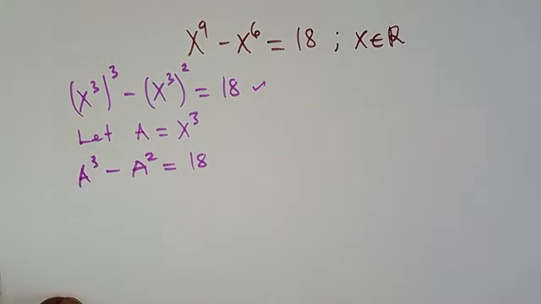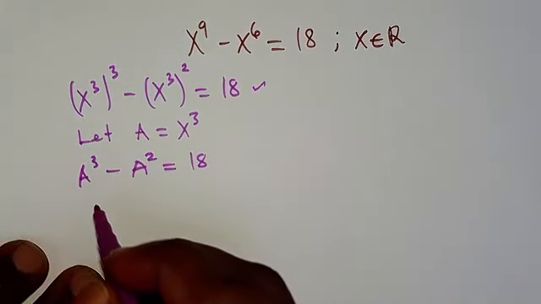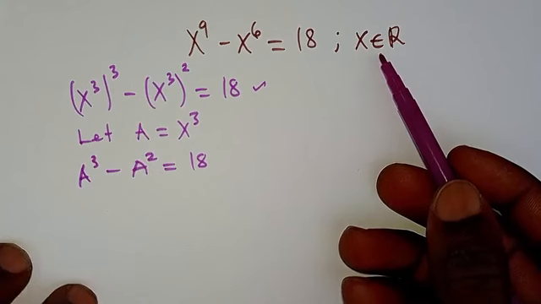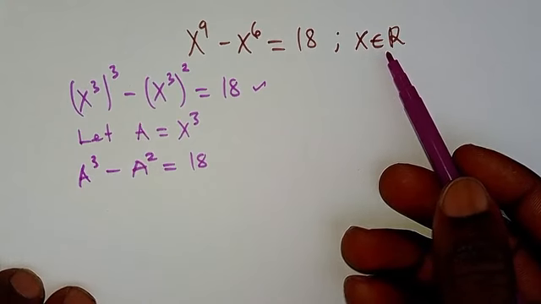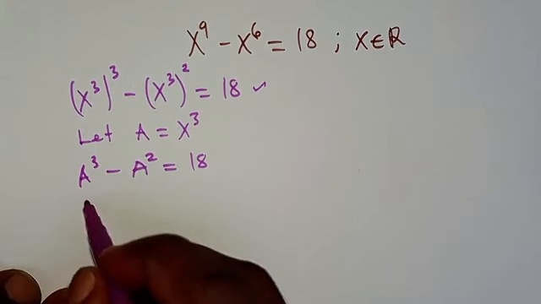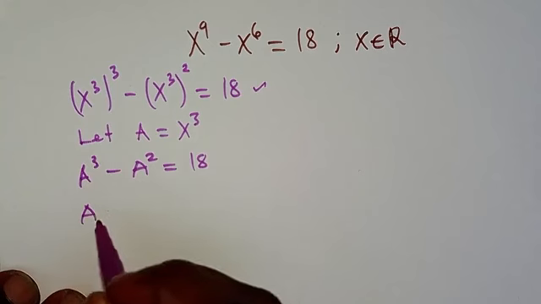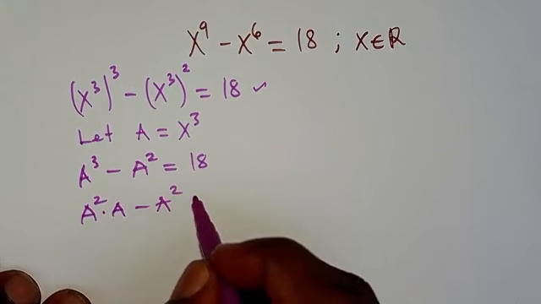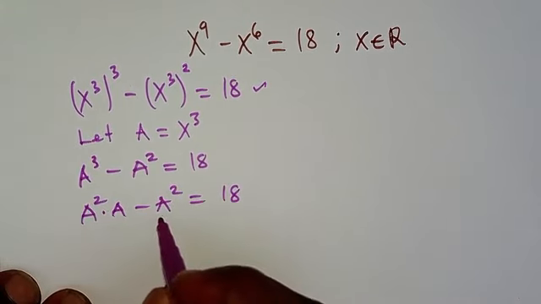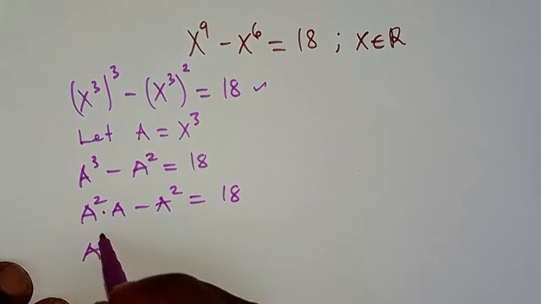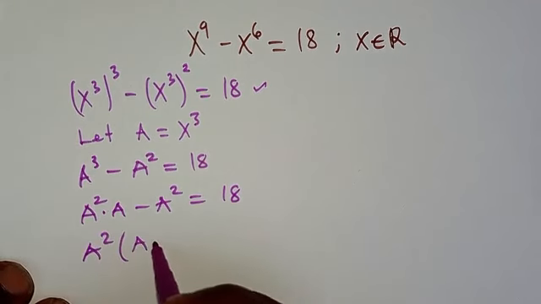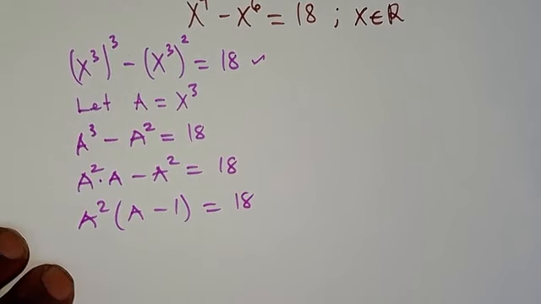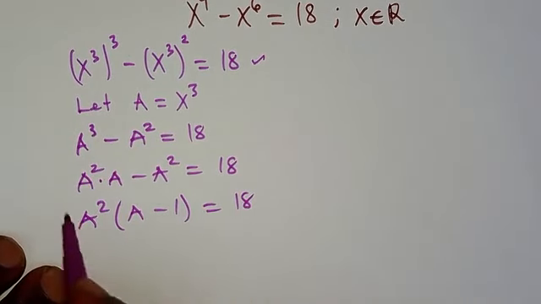Now from here, what we are going to do is that you see that we have a common factor here. Don't forget that the x we are looking for must belong to the set of real numbers. So let's see how we are going to do that. We can actually factorize a. Here we can have this to be a squared times a minus a squared equals 18. So here a squared is common, so we factorize a squared out. We have a here, then minus 1 equals 18. Now from there you can see this left hand side is in a factored form.